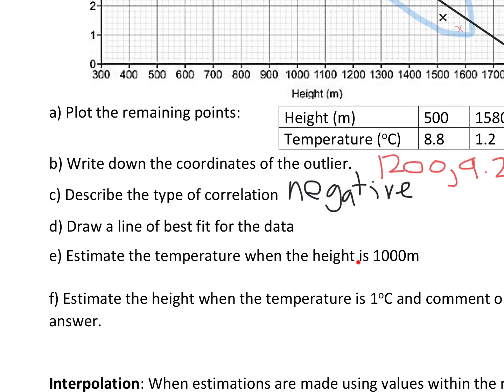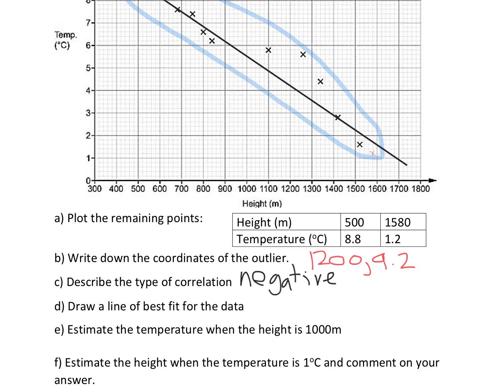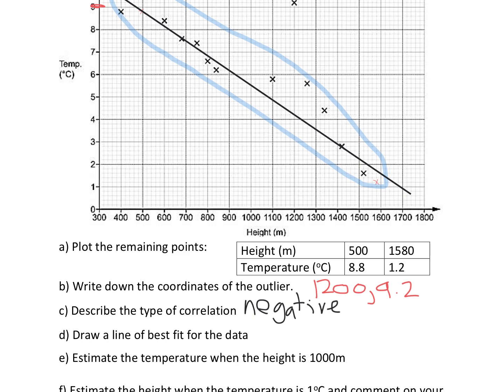Part E is to estimate the temperature when the height is 1,000 meters. So we go to 1,000 meters with a ruler, and we meet our line of best fit, and we read across. And I get 5.6 degrees.